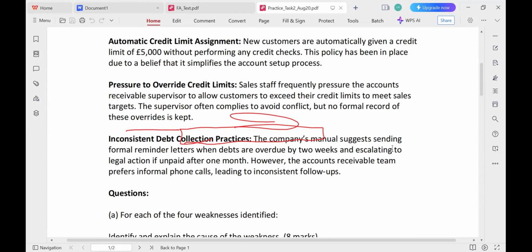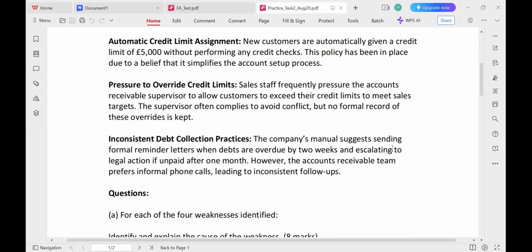The supervisor often complies to avoid conflict, but no formal record of the overrides is kept. Obviously, the reason is evident: the sales staff pressuring the accounts receivable supervisor to exceed the credit limits for customers to meet sales targets, combined with the lack of formal documentation of these overrides. That's going to be the biggest reason for this weakness.